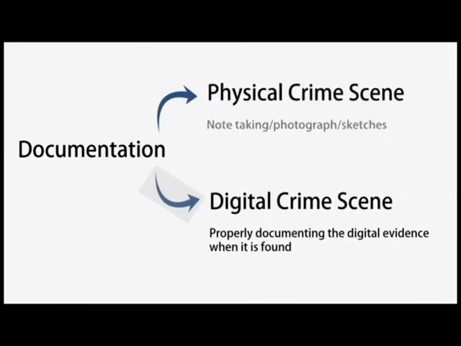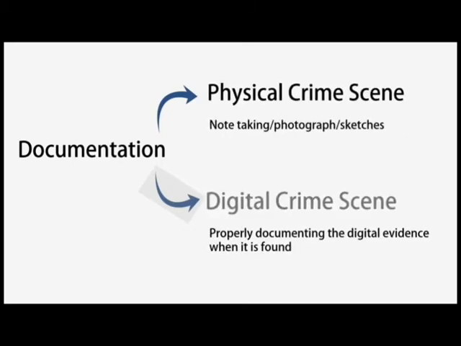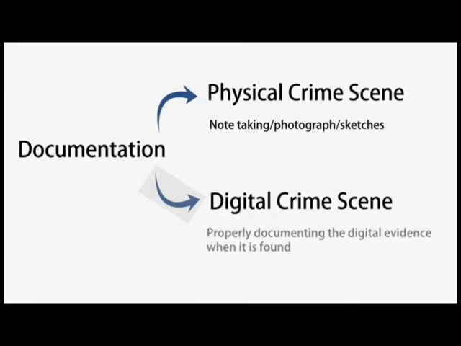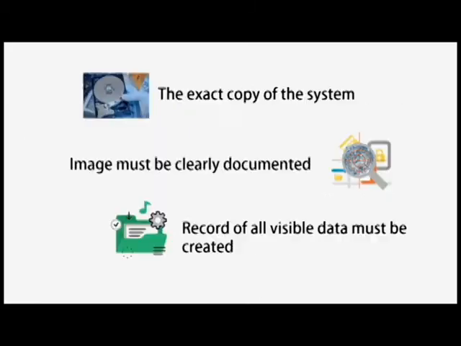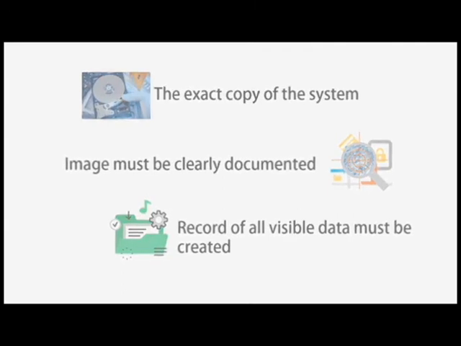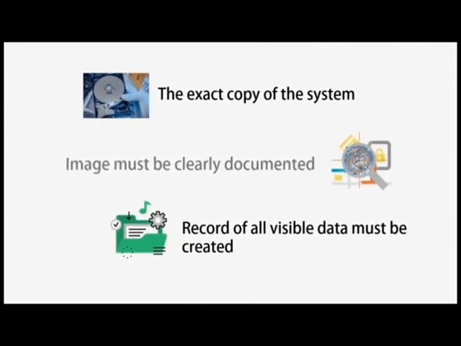Documentation is divided into 2. The first one is physical crime scene and the second one is digital crime scene. The physical crime scene is about taking photographs, sketches, or video of the crime scene, while digital crime scene is properly documenting the digital evidence when it is found. The exact copy of the system, each piece of digital evidence that is found during the analysis of the image must be clearly documented.